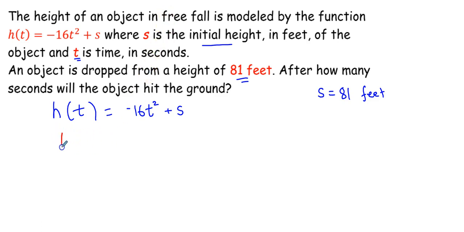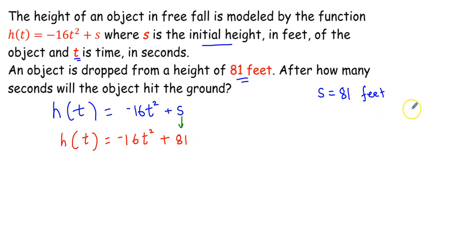So h of t is equal to negative 16t square plus 81. Alright, now this is the function h of t is equal to negative 16t square plus 81. The given function is changed into this form just by substituting this s with the 81.